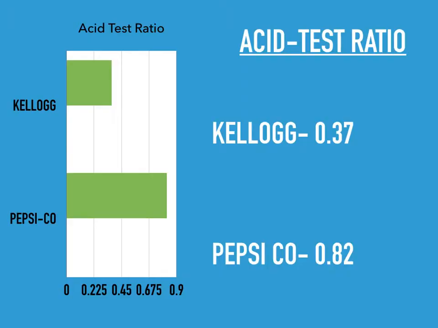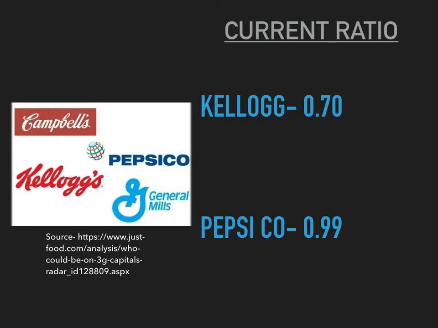The asset test ratio is cash, current investments, and accounts receivable divided by current liabilities. This measures the availability of liquid current assets to pay current liabilities. The current ratio is current assets divided by current liabilities. This measures the availability of current assets to pay current liabilities.